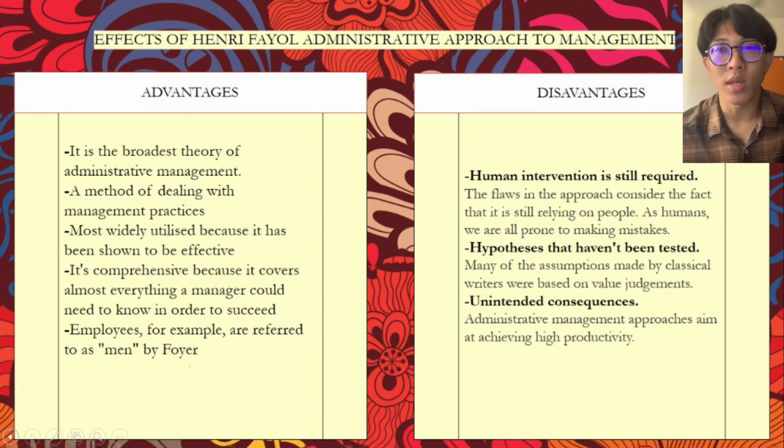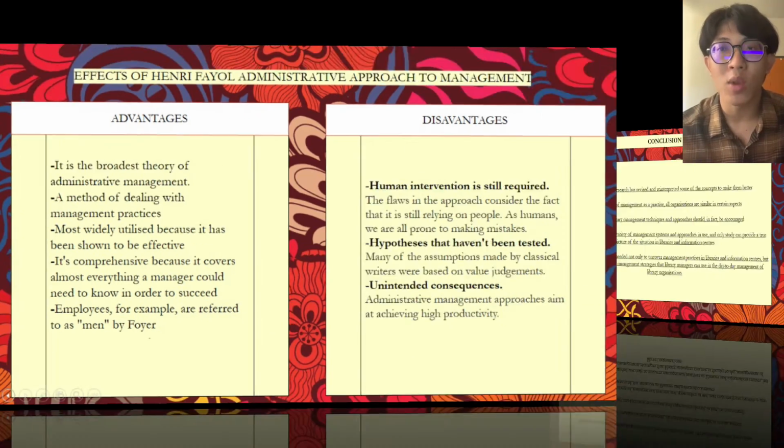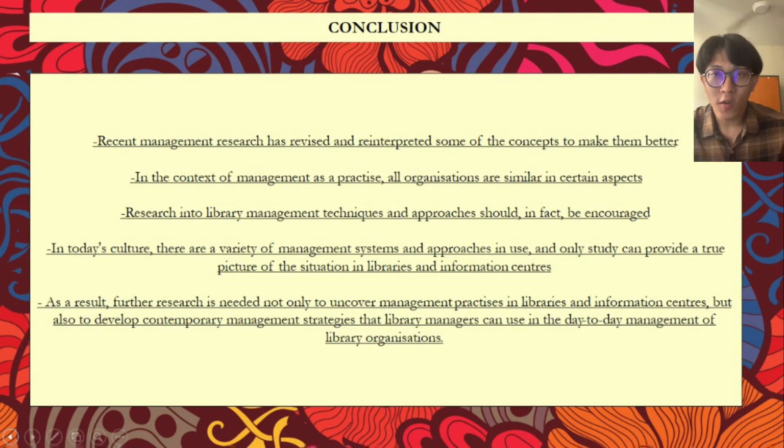Next is hypotheses that haven't been tested. Many of the assumptions made by classical writers were based on value judgments that conveyed what they thought to be good lives, moral codes, and attitudes toward achievement, rather than scientific testing. Traditional techniques, for example, appear to consider a worker's life to begin and finish at the factory door. Their underlying premise is that people are mainly driven by money.